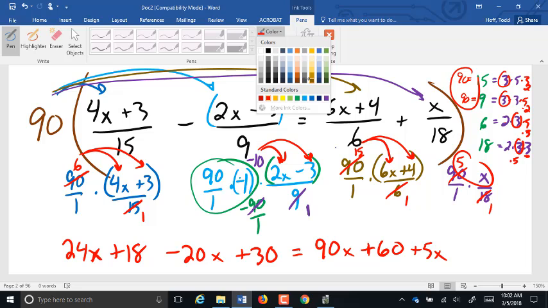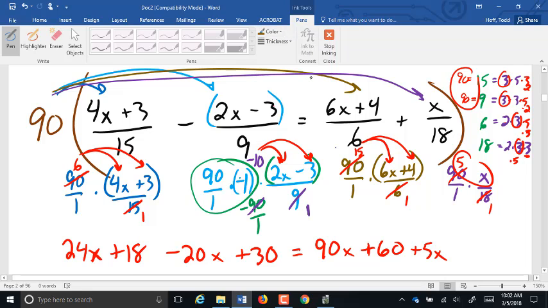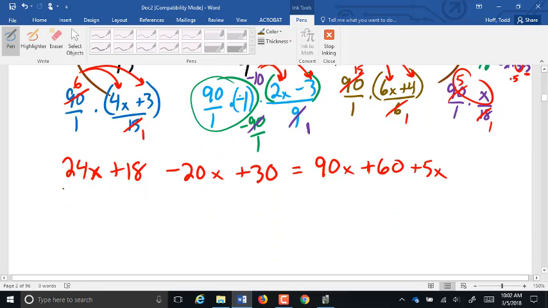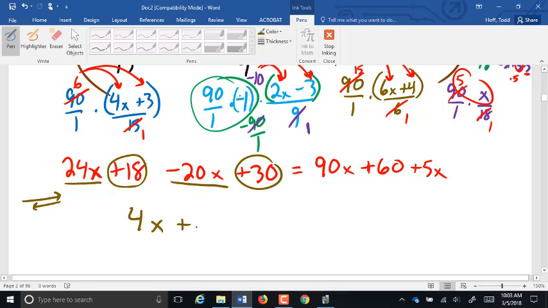So now that we've done that, we're at the point where we begin to simplify this, to solve it. So we combine what we can on each side. On the left, we've got 24x and negative 20x, which makes 4x. 18 and 30 make 48. Very good. On the other side, 90x and 5x make 95x. Now we've got the plus 60.